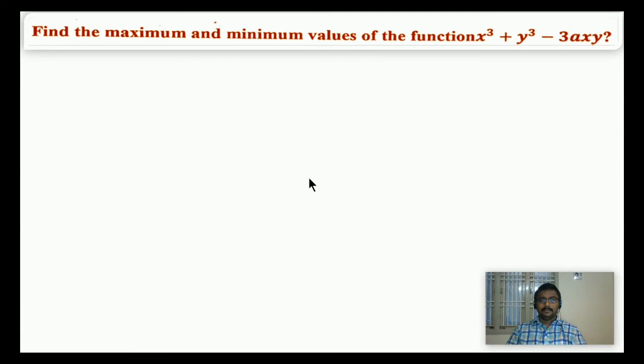Another problem. Find the maximum and minimum values of the function x cube plus y cube minus 3axy. Solution. Given function, let it be z. Z is a function of two independent variables x and y. Z is x cube plus y cube minus 3axy.